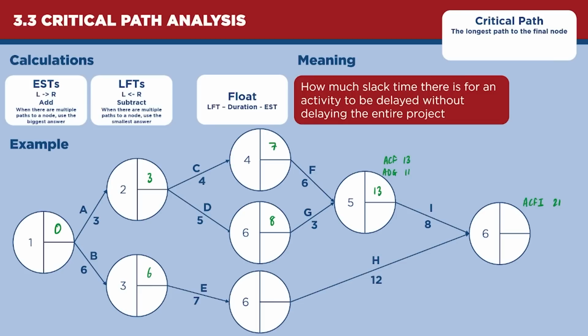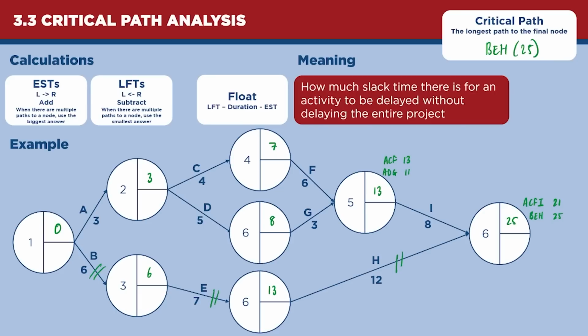0 plus 6 is 6. 6 plus 7 is 13. And then 13 plus 12, BEH is 25. So it's going to be 25, which means in the top right corner there, our critical path of activities, the longest path to the final node is BEH, and it takes 25 weeks.